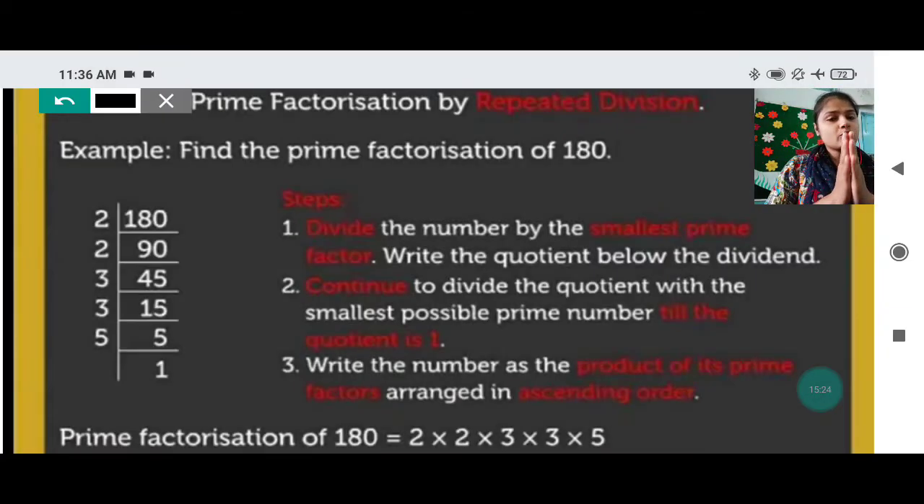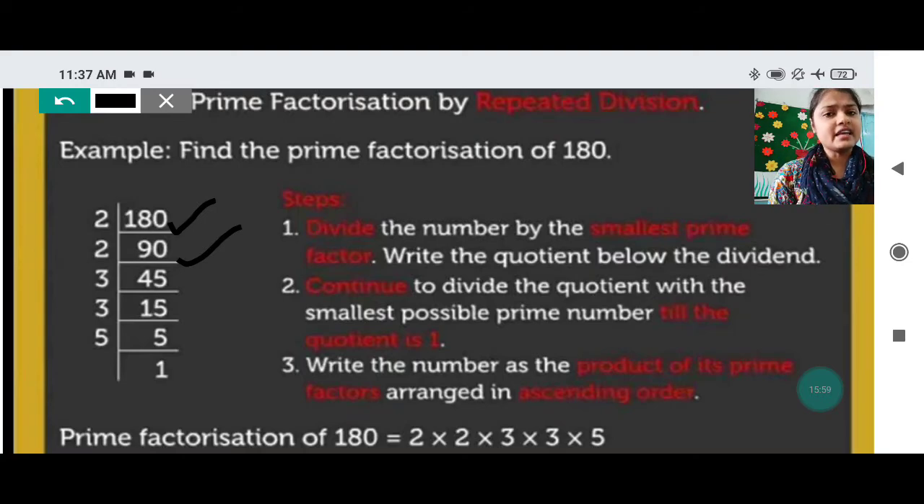Now I am here with one more question of repeated division. You can see the steps written downside. Divide the number by the smallest prime factor. Write the quotient below the dividend. We can see 180 is the dividend here, and when I divide this 180 by the smallest prime number, we get 90. 90 is the quotient here, which I have written just below the dividend, that is 180.